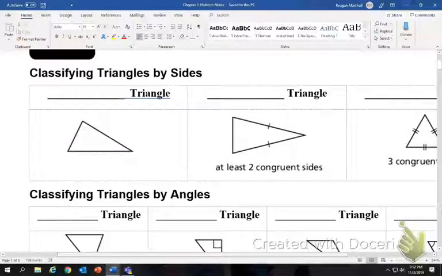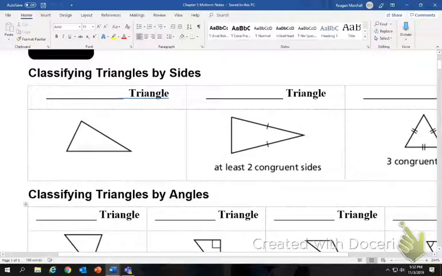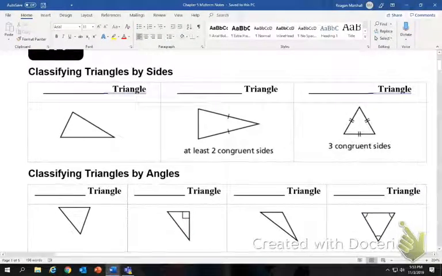Alright, so we're going to start classifying. We're in 5.1 midterm notes. We're going to start classifying triangles by their sides and then by their angles. So we're looking at this. We're going to fill in the blanks.